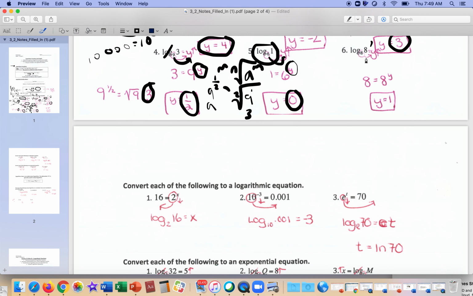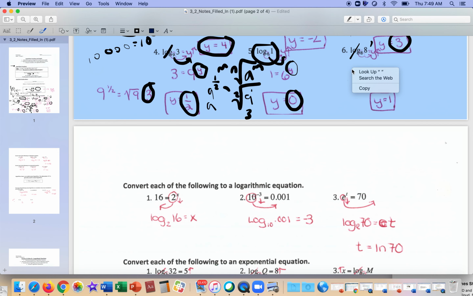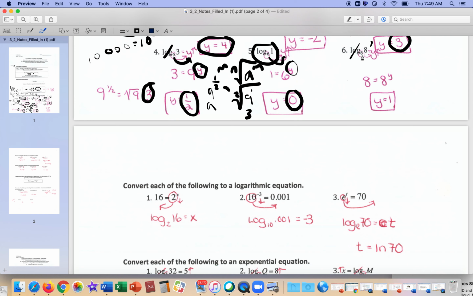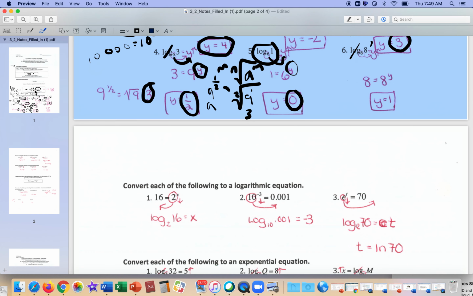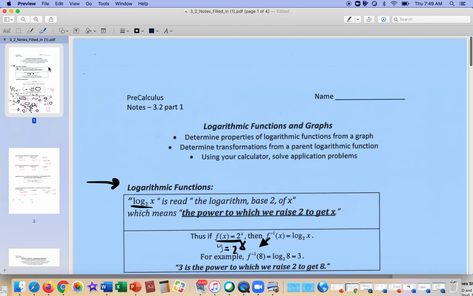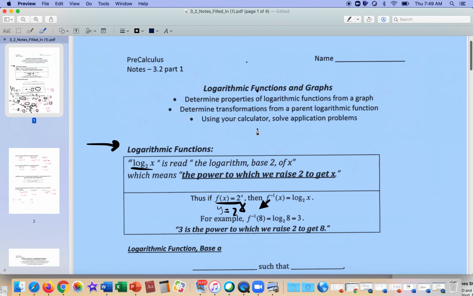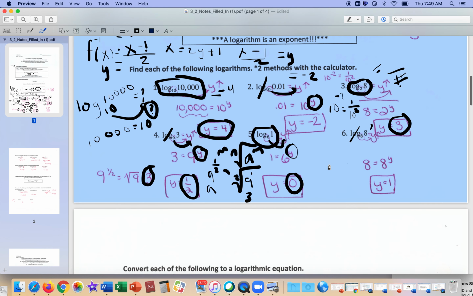Log base 8 of 8, I'm saying, what does that become? What's that value? And I like to do what I call the log bump. So we get rid of the log, we bump the 8 to the other side. Okay, you get the point. So you bump the 8 to the other side. 8 to a power is 8, and the answer is 1. So log base 8 of 8 is 1.